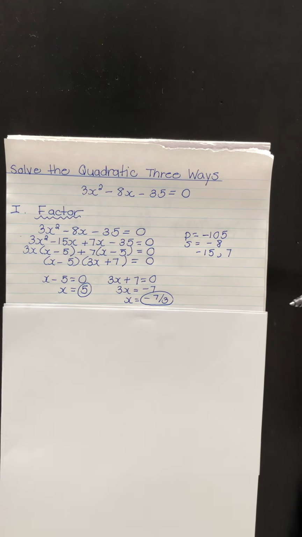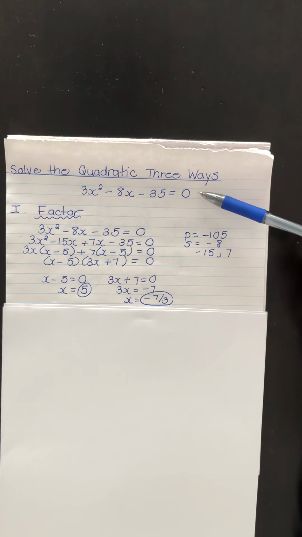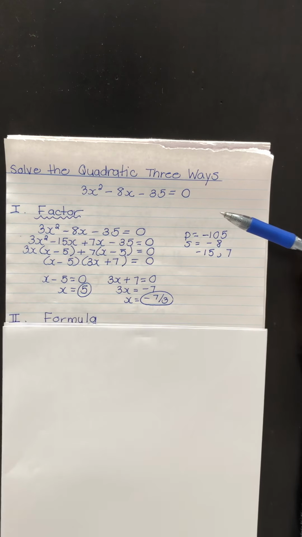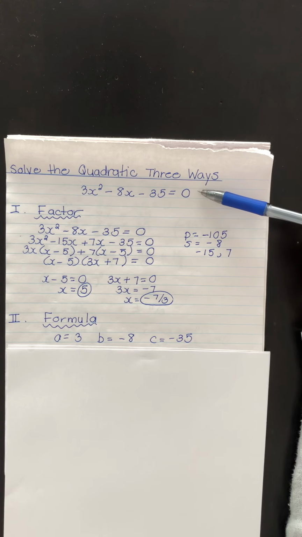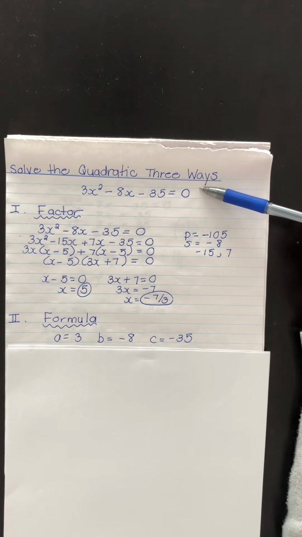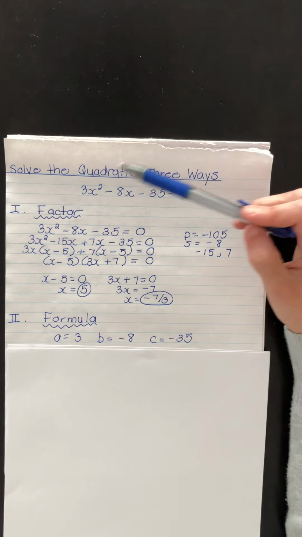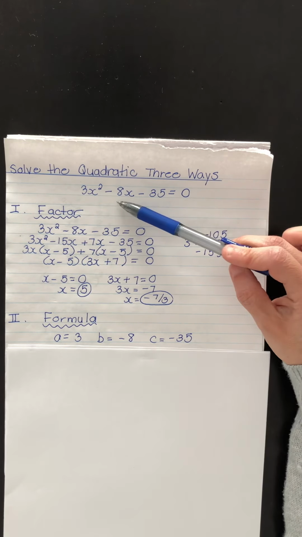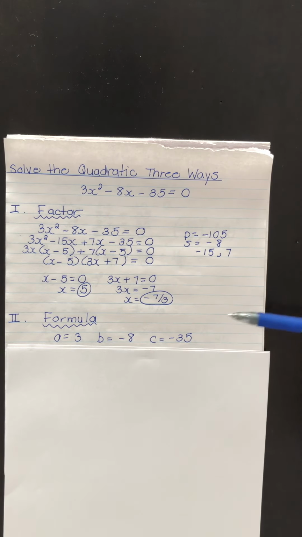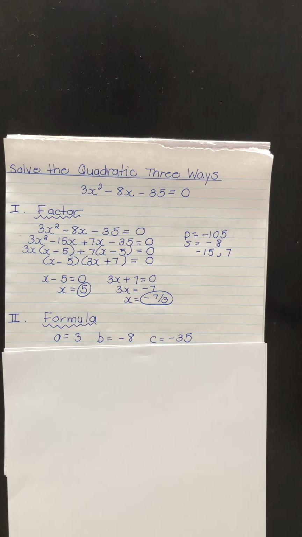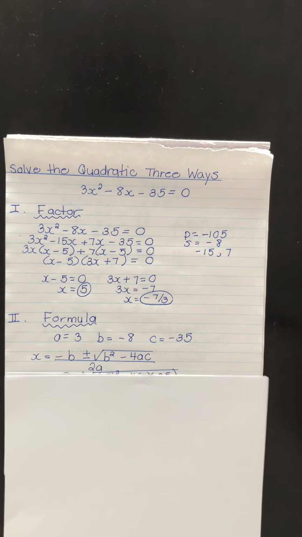Okay, in the next part here, I'm going to show how you can take the same quadratic and solve it with the quadratic formula. The first thing we do is compare this with ax squared plus bx plus c is equal to 0. And in doing so, you will find that a is 3, b is negative 8, and c is negative 35. At this point, we solve by substitution into the quadratic formula.